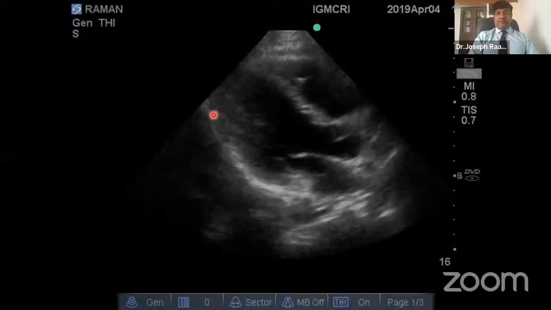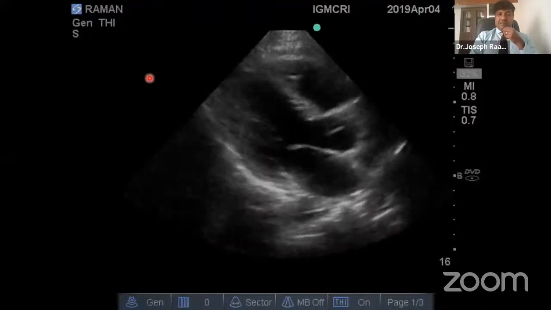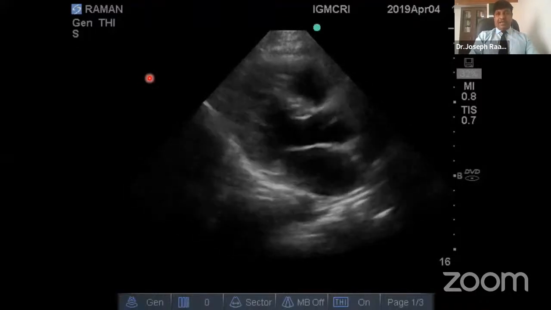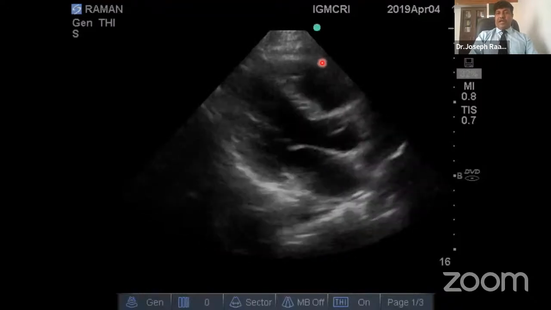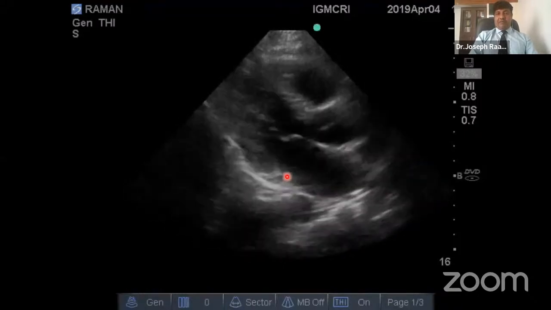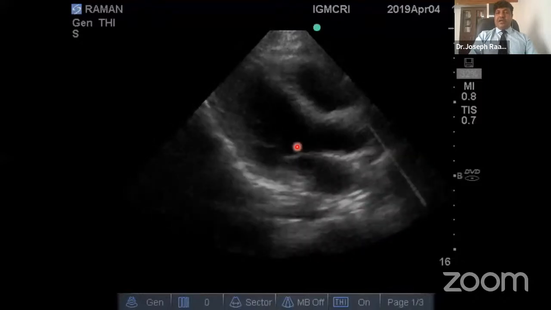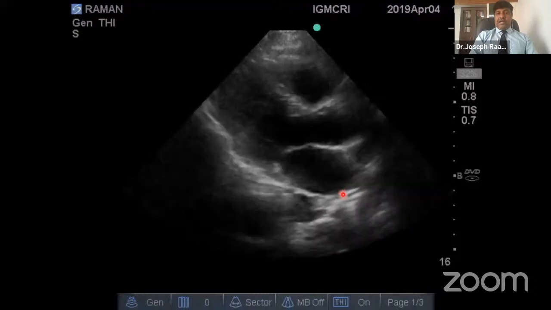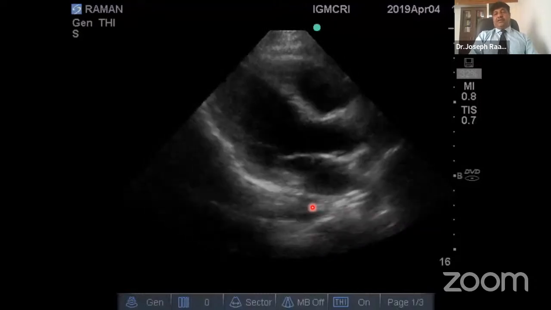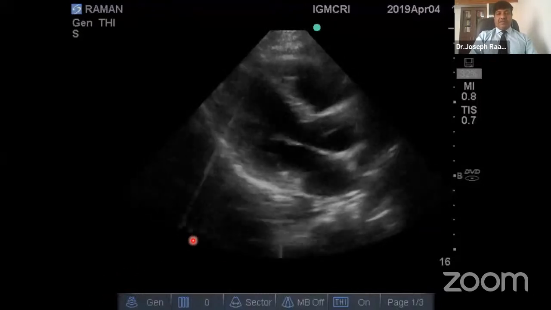Okay, we'll move on to the image. This is how your parasternal long axis view will be seen. You can see this is the right ventricular outflow tract. This is the LV cavity. Your mitral valve is opening and closing. This is the aortic valve, this is your LA, and here is your descending aorta. Okay, let me pause this image.